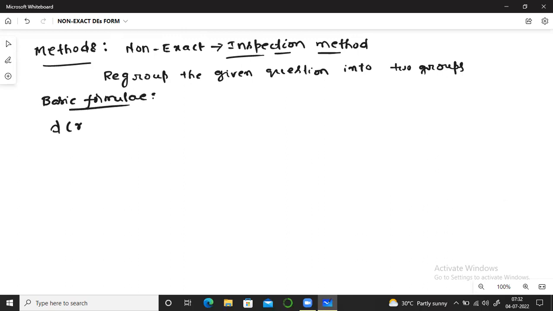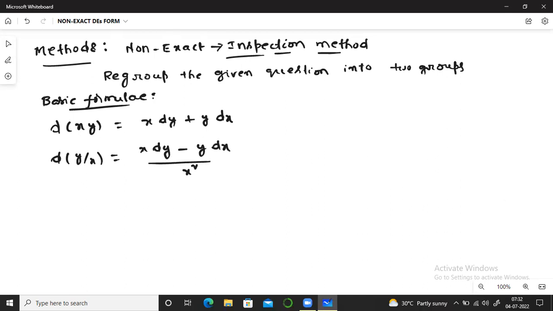That is d(xy), you know that actually. This is very simple, the UV formula: x dy plus y dx. Then d(y/x) is (x dy minus y dx) over x square. If it is d(x/y), you know that actually, no need to write again, but I am writing so that it will be easy: (y dx minus x dy) over y square. d(y/x), d(x/y).